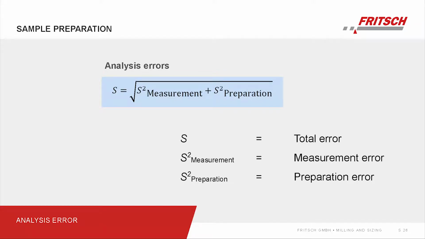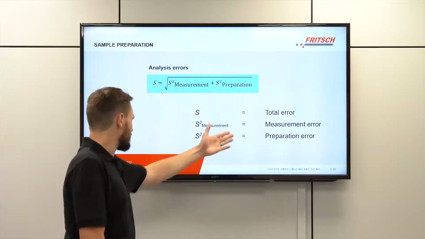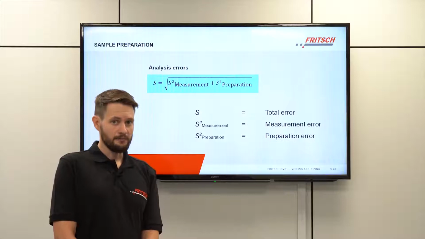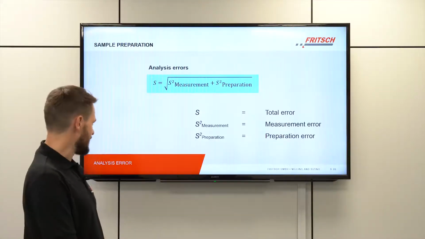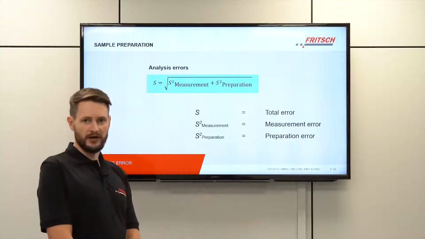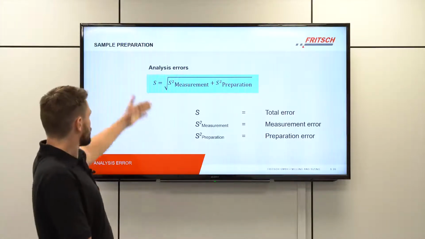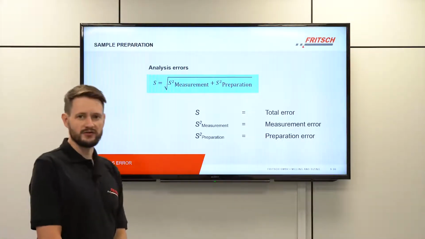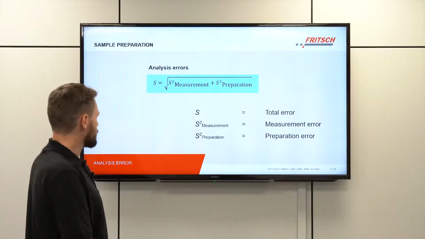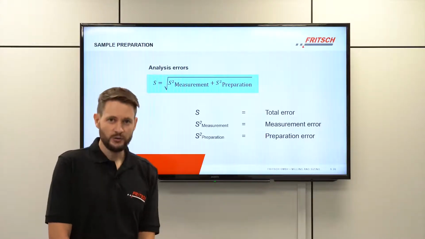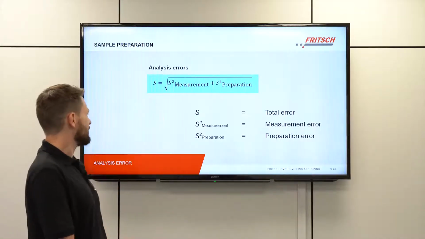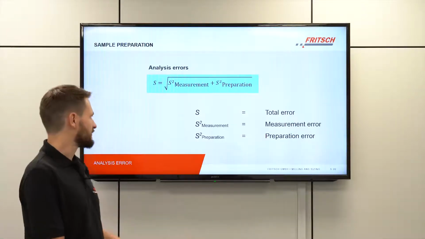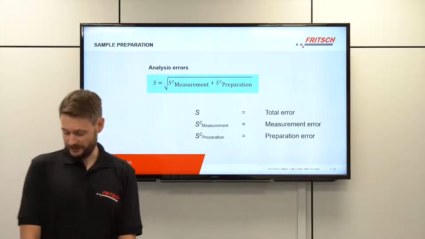Of course, we can have an error during the measurement, a measurement error represented by S measurement right here, but we can also create errors by wrong preparation of our sample, which is represented by S preparation, and in the end our total analysis error is defined by S, which equals the square root of S measurement squared plus S preparation squared. So as you can see, the preparation basically can have the same influence on the total error as does a possible measurement error.